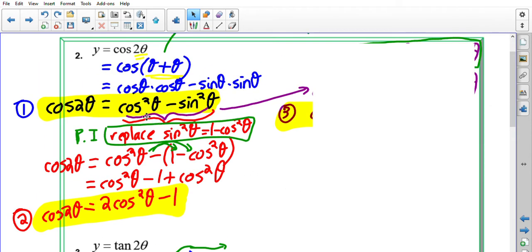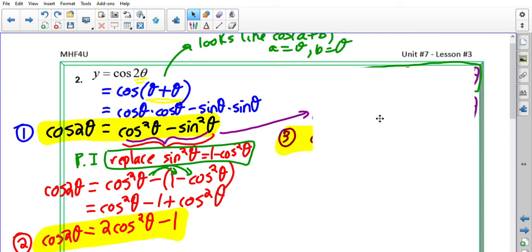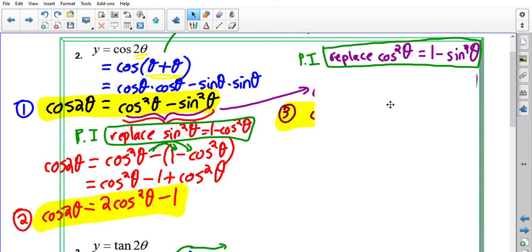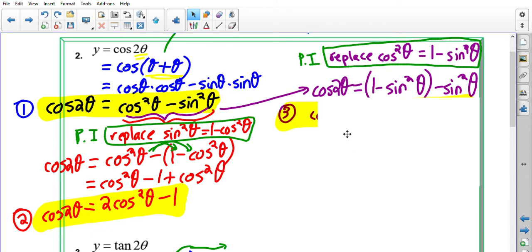All right, and for our last variation, we're still going to work with this version here in purple. And this time we're going to replace the opposite. So now we're going to replace cos squared theta with the Pythagorean identity rearrangement, with 1 minus sine squared theta. So let's see what that one looks like. Remember, now you're replacing this guy. So 1 minus sine squared theta minus sine squared theta.